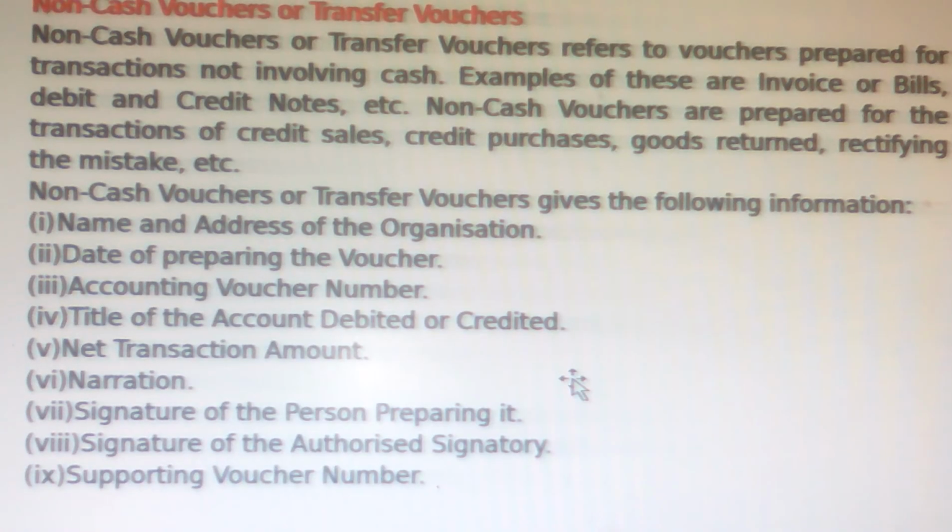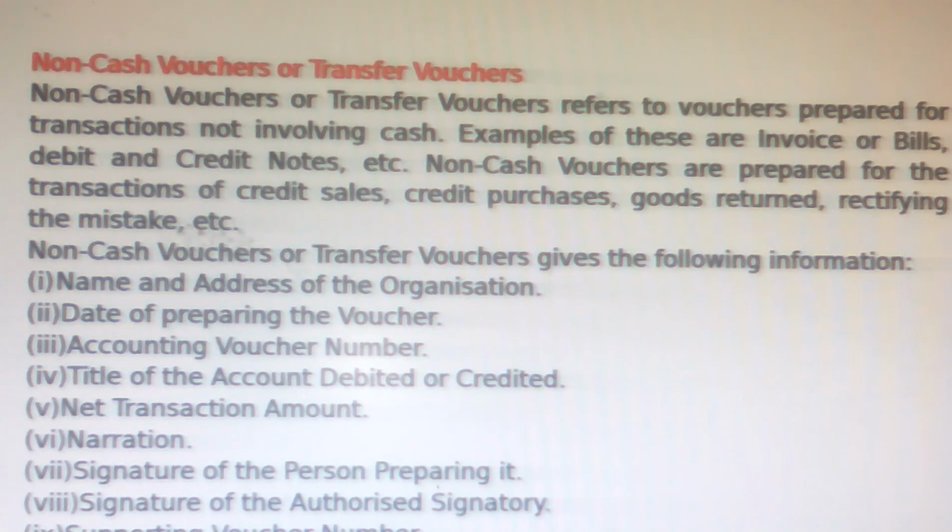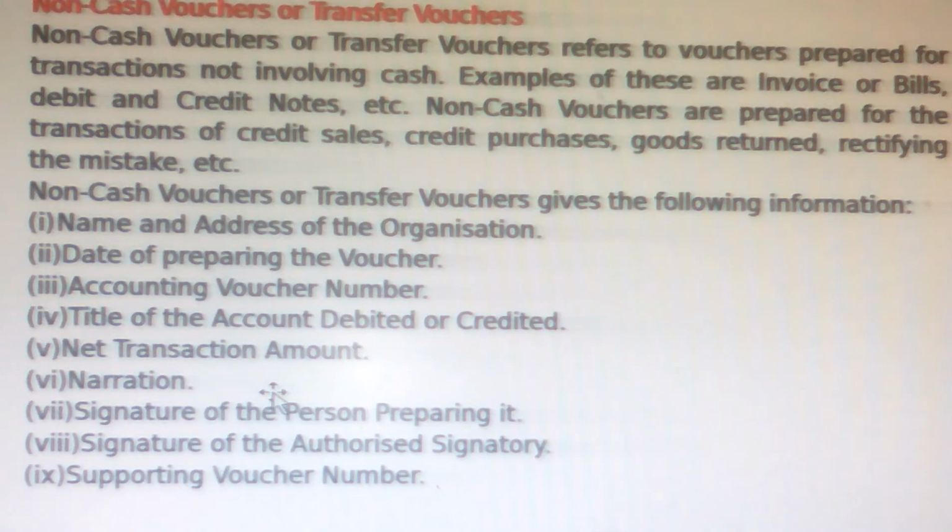Correct. Then the non-cash vouchers or transfer vouchers. Finally, what is the meaning of non-cash vouchers? Non-cash vouchers or transfer vouchers refer to vouchers prepared for transactions not involving cash. Examples of these are invoices or bills, debit and credit notes, etc. So non-cash vouchers are prepared for the transactions of credit sales. That's what is called non-cash vouchers. Here money is not involved. Then credit purchases, then goods returned, then rectifying any mistakes. So transfer vouchers. Correct.